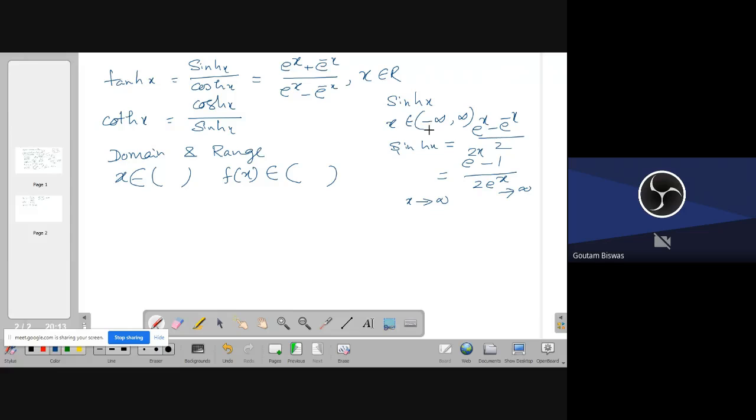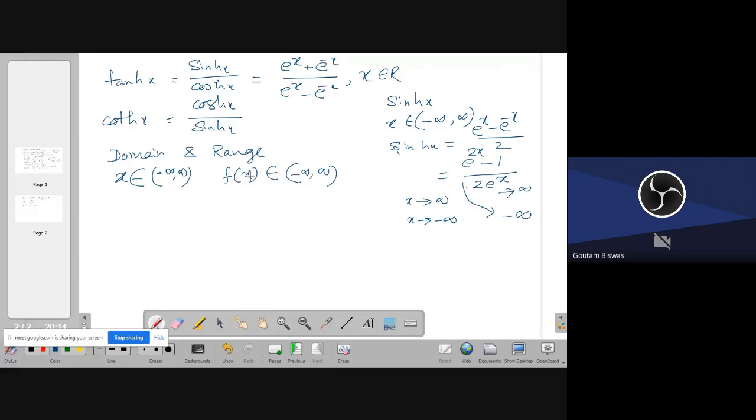But for negative infinity, negative values, this becomes go on decreasing and this goes on increasing. So what will happen to it? So this function, this goes on decreasing and this also goes on decreasing towards minus infinity. So as x tends to minus infinity, this function will tend to minus infinity. So for x lying between minus infinity to infinity, this function has a range, which is very important.